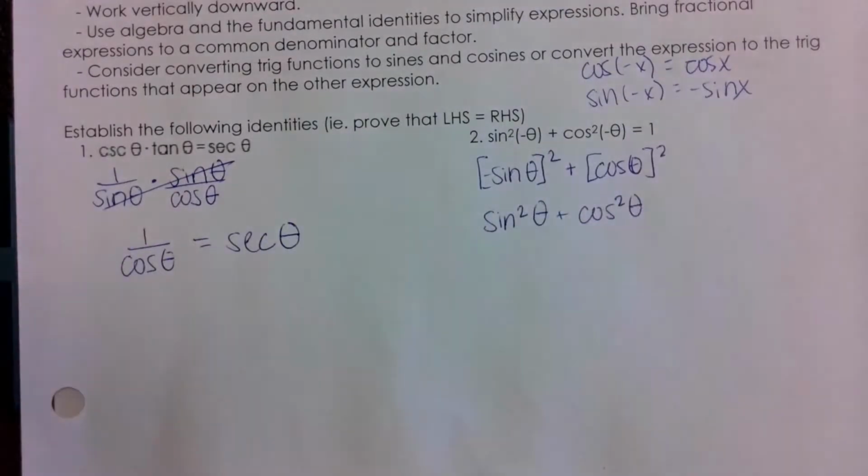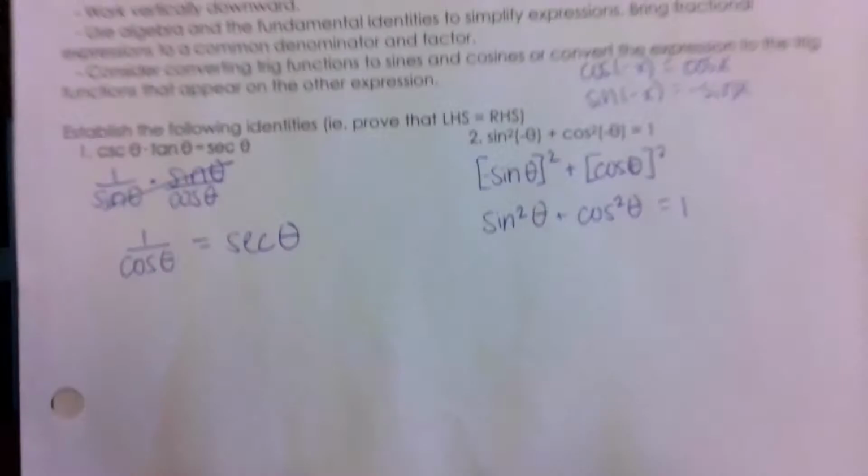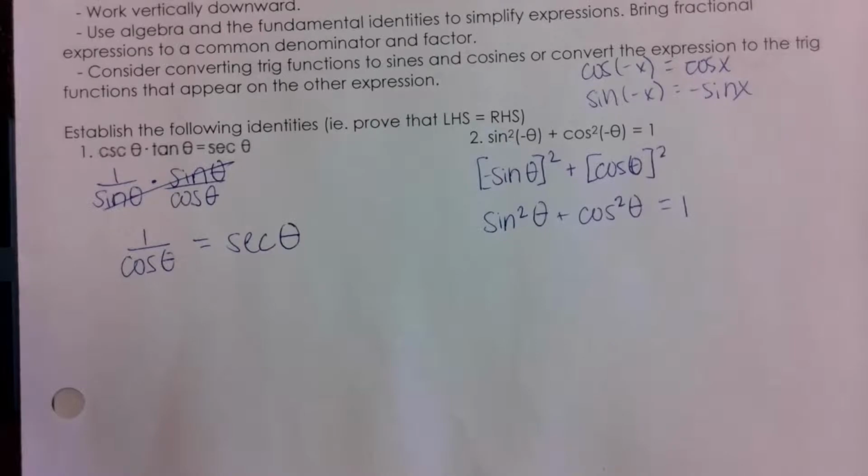And that's a Pythagorean identity at the top of your page. What is sine squared plus cosine squared? 1. And that's what we were trying to prove, so you're all done. Questions there?